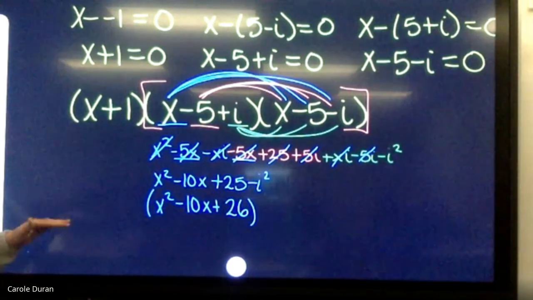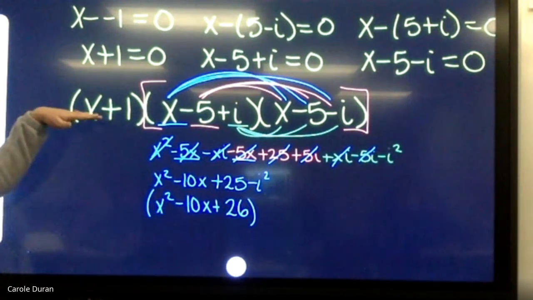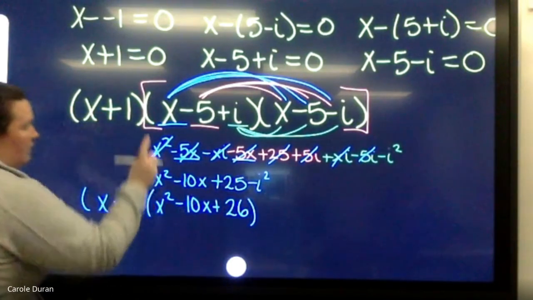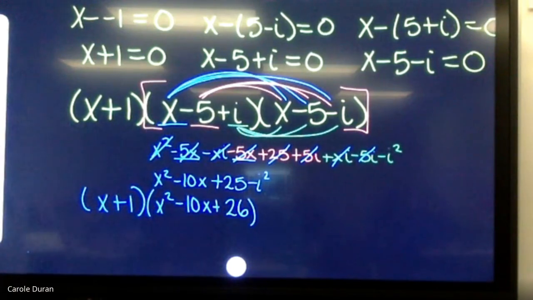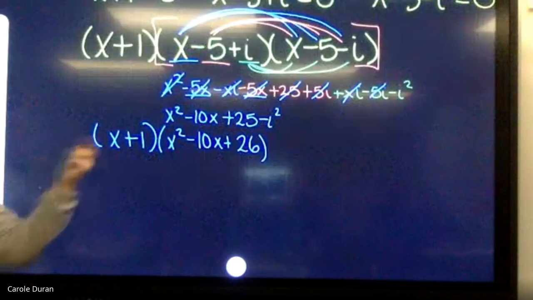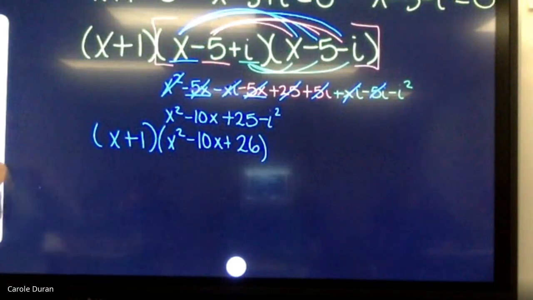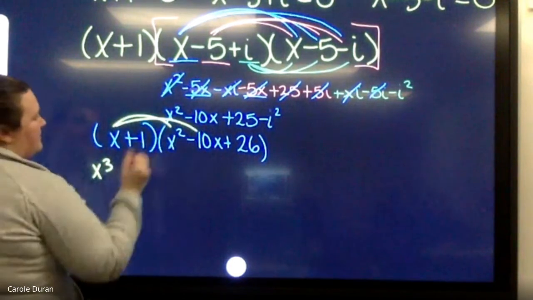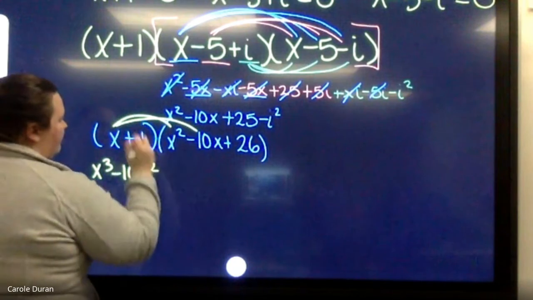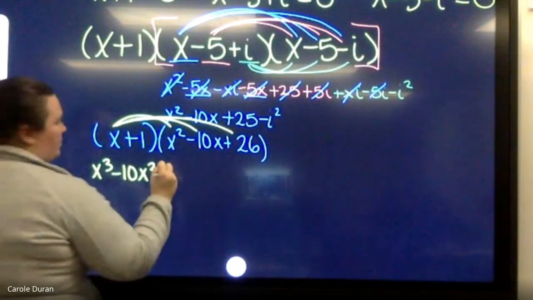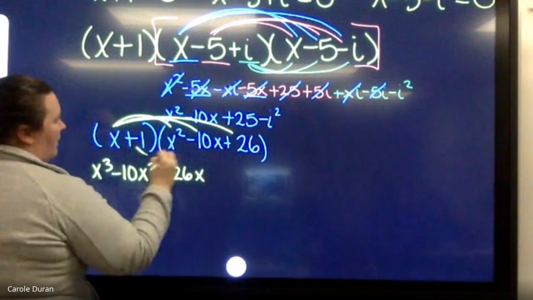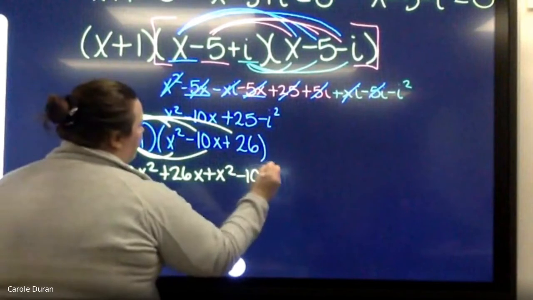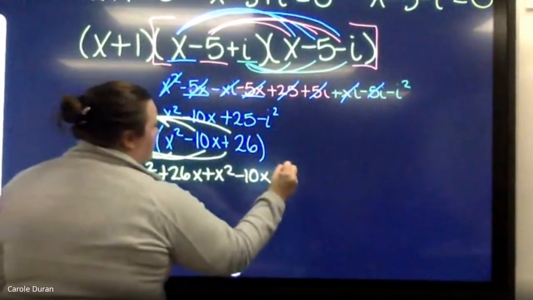Is this my final answer? No, I still have this x plus 1 that I have to deal with. All I did was simplify that mess. Which means to finish out this polynomial, I just have to FOIL this out as well. So then I'm going to have x times x squared is x cubed. x times a negative 10x is negative 10x squared. x times 26 is 26x. 1 times x squared is x squared. 1 times negative 10x is negative 10x. And 1 times 26 is 26.